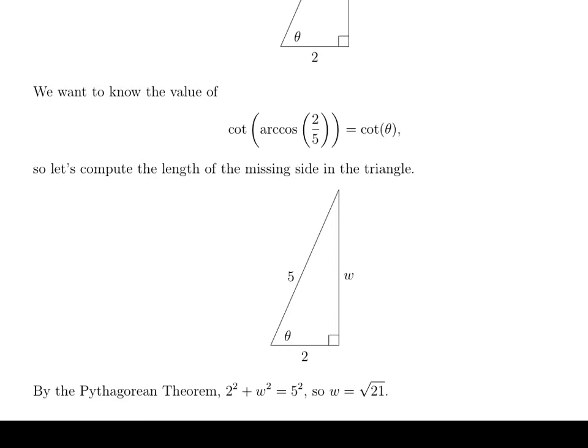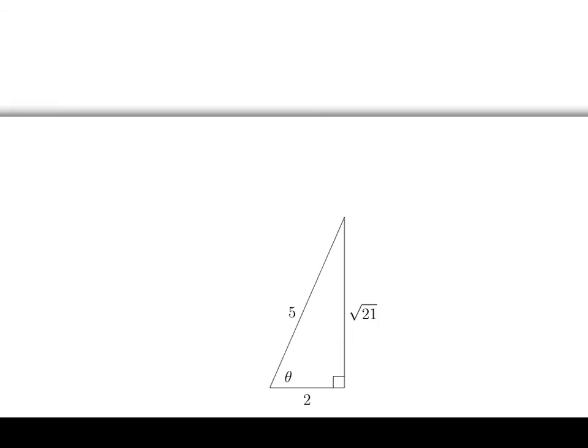Let's calculate what that missing side is. That's actually not that hard. You just use the Pythagorean theorem. 2 squared plus w squared is equal to 5 squared. And if you solve for w, you'll get square root of 21. Okay, so that's no big deal. All right, so now we know the length of that missing side, square root of 21.